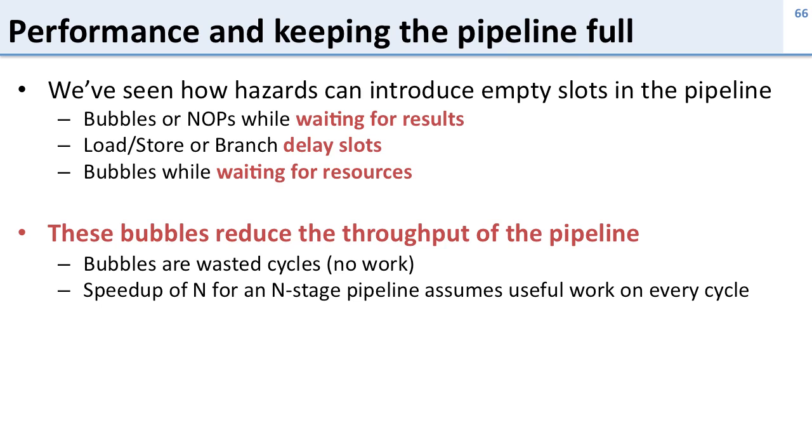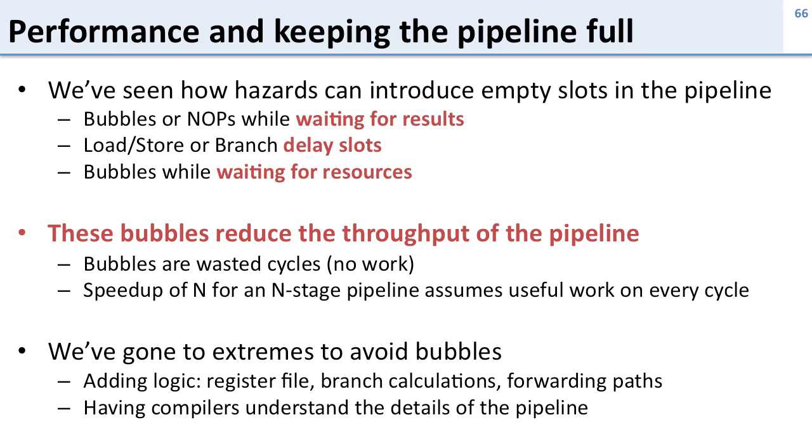So if we want to get this speed up of n for an n-stage pipeline, we need to keep as much work as we can in the pipeline. That is, we need to have as few bubbles as possible. And what you've seen is we've gone to extremes to avoid these bubbles. We've added lots of logic and complications to the processor.